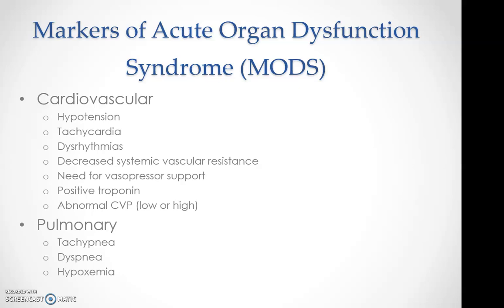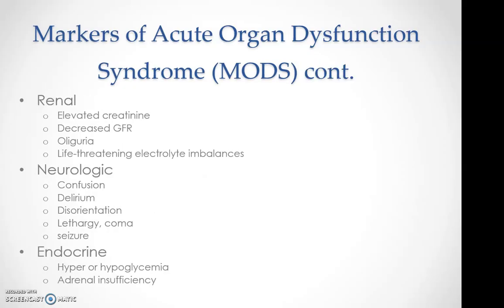Some markers of this syndrome: hypotension, tachycardia, dysrhythmias, decreased systemic vascular resistance, meaning vasodilation, need for vasopressor support, abnormal CVP. It can be either low or high. Pulmonary wise, you're going to see dyspnea and tachypnea and hypoxemia. Renal, we're going to start to see an elevated creatinine, oliguria, and life-threatening electrolyte imbalances. Neurologic, we're going to see anything from confusion and delirium to lethargy, coma, or seizure.